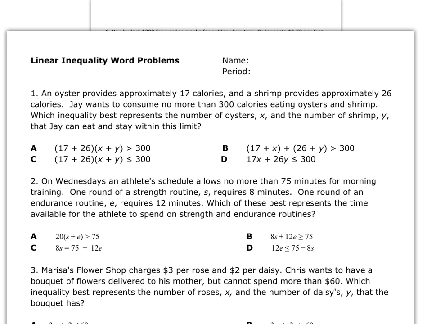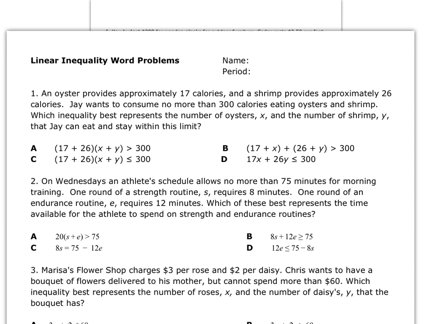All right, so number 1 says, an oyster provides approximately 17 calories, and a shrimp provides approximately 26 calories. Jay wants to consume no more than 300 calories eating oysters and shrimp. Which inequality best represents the number of oysters, X, and the number of shrimp, Y, that Jay can eat and stay within this limit? So Jay here's on a diet, and we want to decide which inequality represents how many shrimp and how many oysters he can eat.